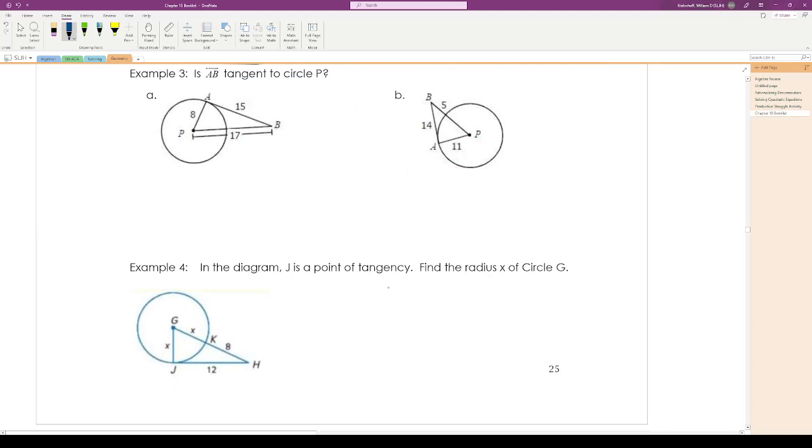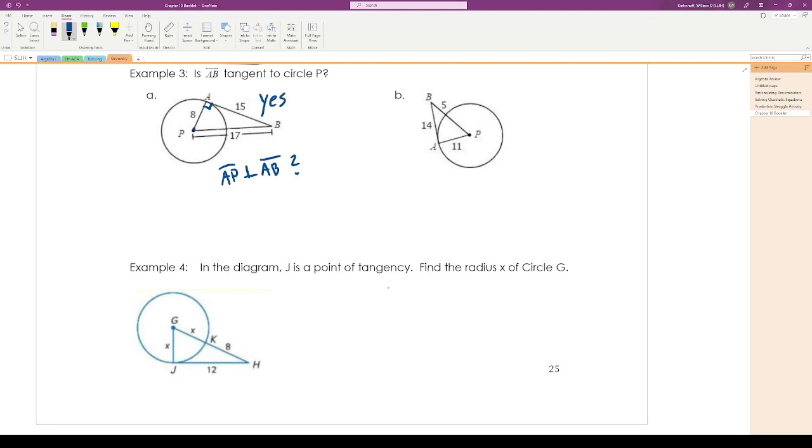Okay. So is AB tangent to circle P? In order to know that, we need to know if this angle is a right angle, because we know that a radius, PA, and a tangent, AB, need to be perpendicular. So that's like asking, is segment AP perpendicular to segment AB? If so, then it is tangent. So 8, 15, 17 is a Pythagorean triple. That means we know that it is a right angle. So yes, it is going to be tangent.